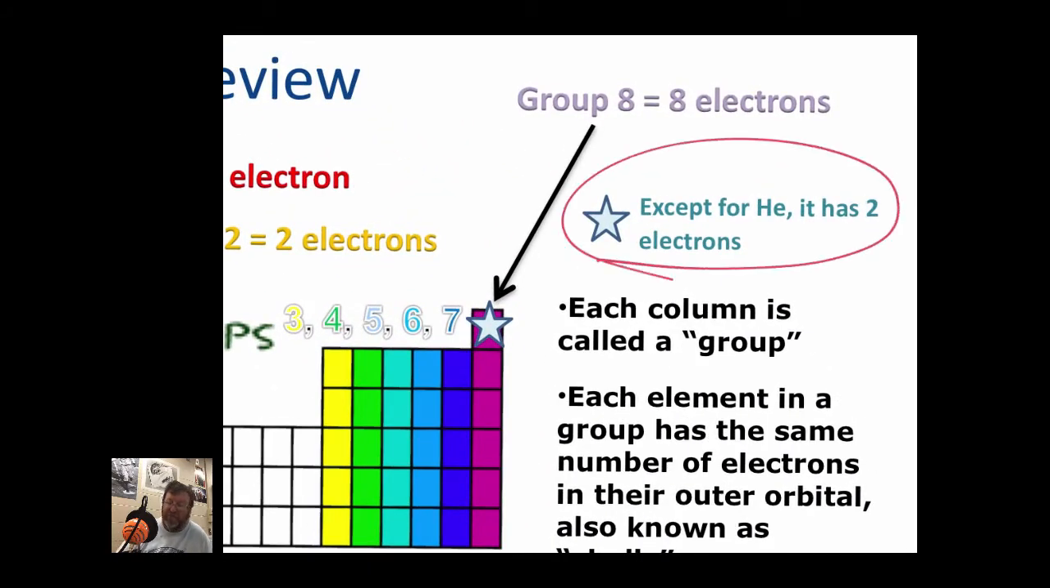Helium has 2 valence electrons. So just know that in chemistry, for every single rule I teach you, there is an exception, except a couple of rules that don't have exceptions.